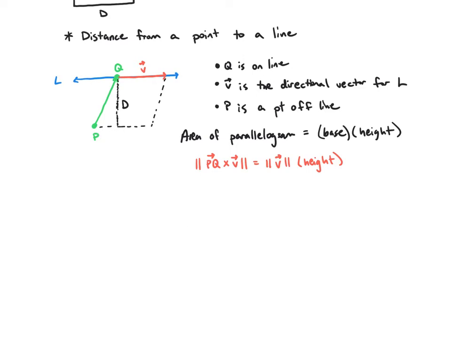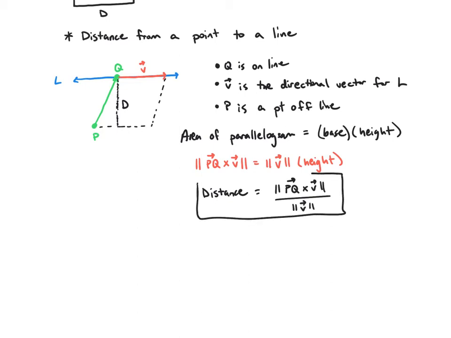So what we have for our distance is the magnitude of PQ crossed with V divided by the magnitude of V. So here is your second distance formula. I think that one's kind of a neat development. It seems so different than the other one. The other one's a dot product.